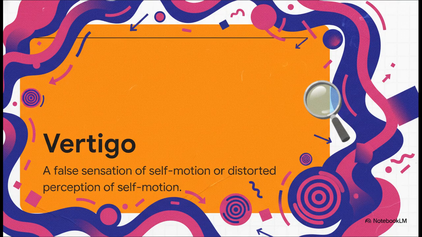The Bárány Society definition is actually beautiful in its precision. It's a false sensation of self-motion, or a distorted perception of it. The key thing to remember here is that it's not just about spinning. It's about any illusion of movement, when, in reality, there isn't any.